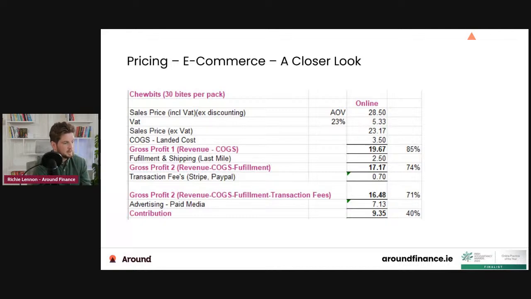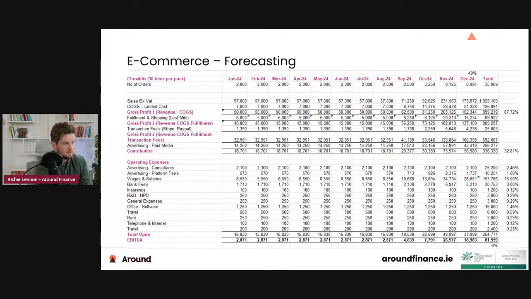Or how many packets of protein balls do you need to sell in a week, in a month, in a year for this business to make financial sense? So you take this and you roll it out across a 12-month forecast. So if we look at your e-commerce business for the next year, what are we looking at? You roll out 12 months of orders.